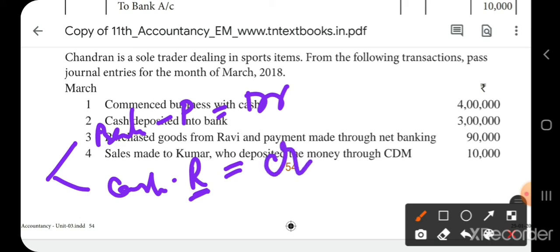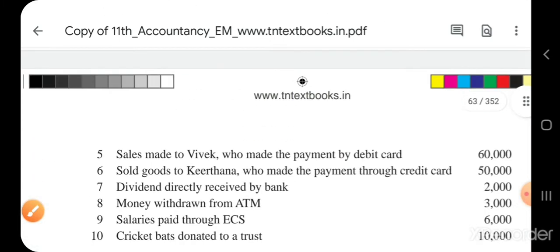All the transactions you will analyze from the business point of view. So cash is going out of the business, so you credit what goes out. The entry is bank account debtor to cash account.